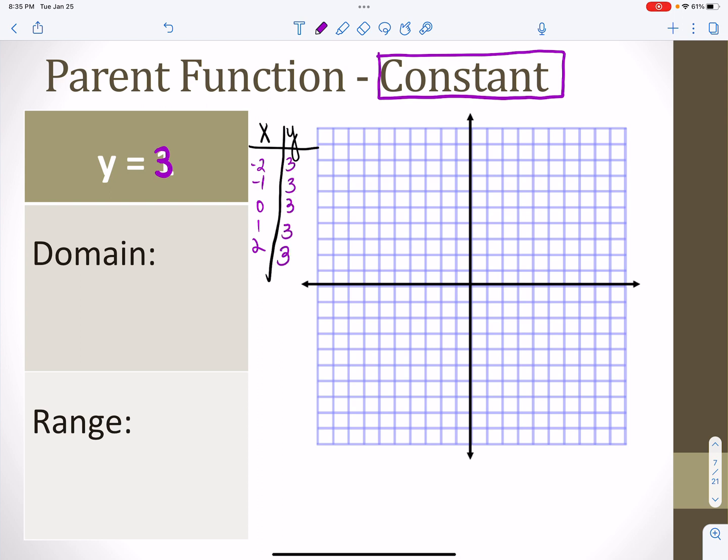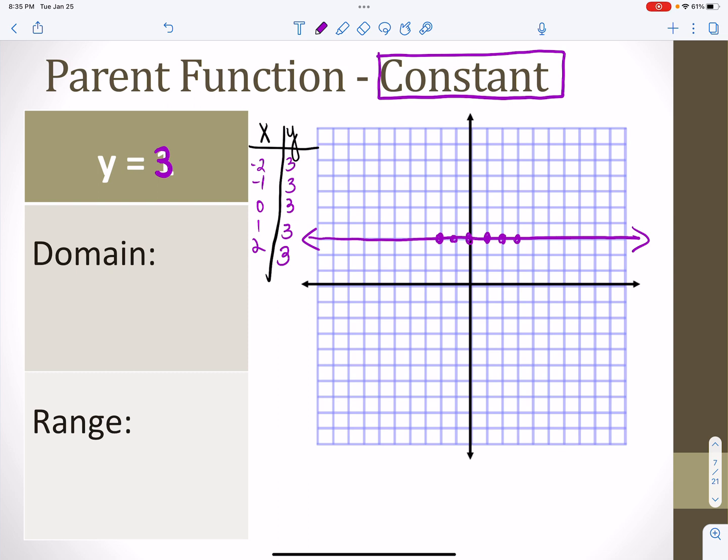3. Okay, so my points would be (-2, 3), (-1, 3), (0, 3), (1, 3), (2, 3), (3, 3), (4, 3). And this thing would be a horizontal line at 3. It's called a constant function by the equation because there is no x value, and it's called a constant function by the graph because it's a horizontal line.